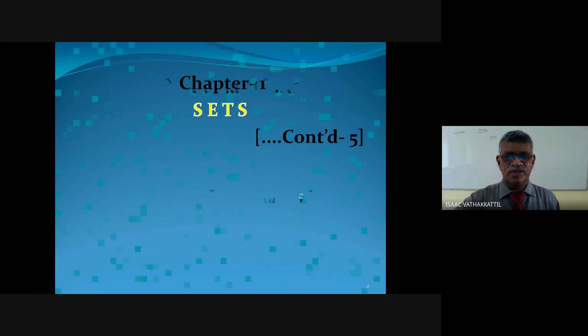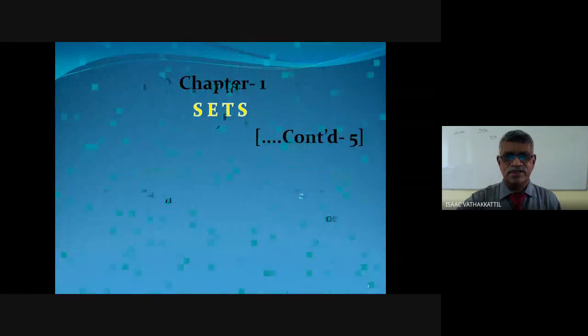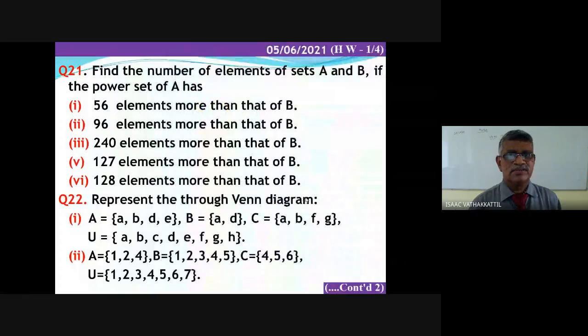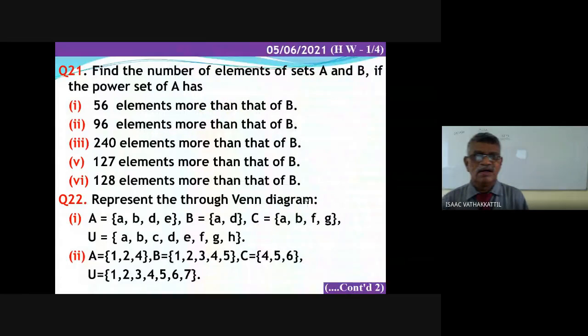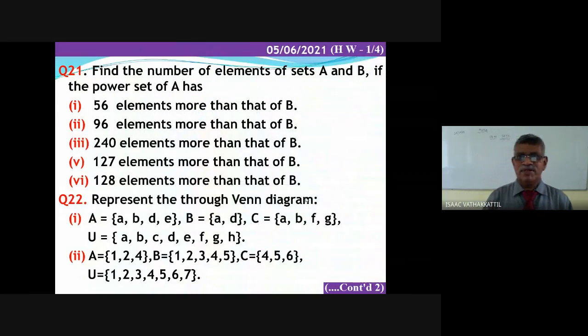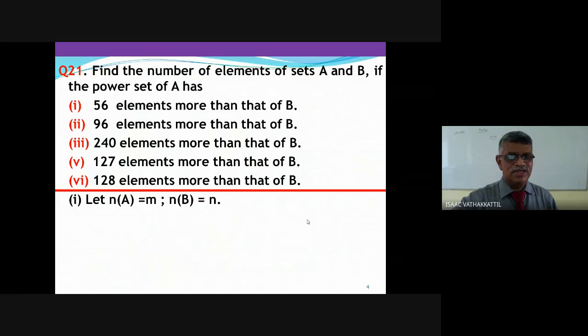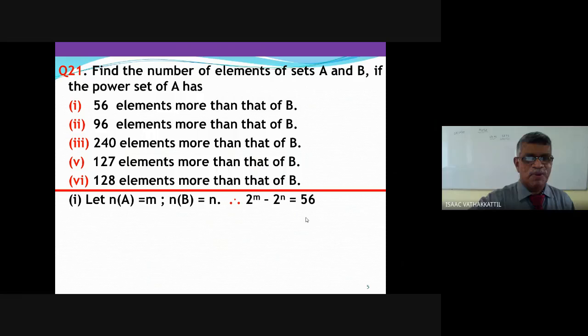So let us see yesterday's questions first. Find the number of elements of A and B if the power set of A has a few questions here. Did you find difficulty in all? First one: number of A is M and number of B is N. So power set of A has 2 raised to M elements, power set of B has 2 raised to N elements.